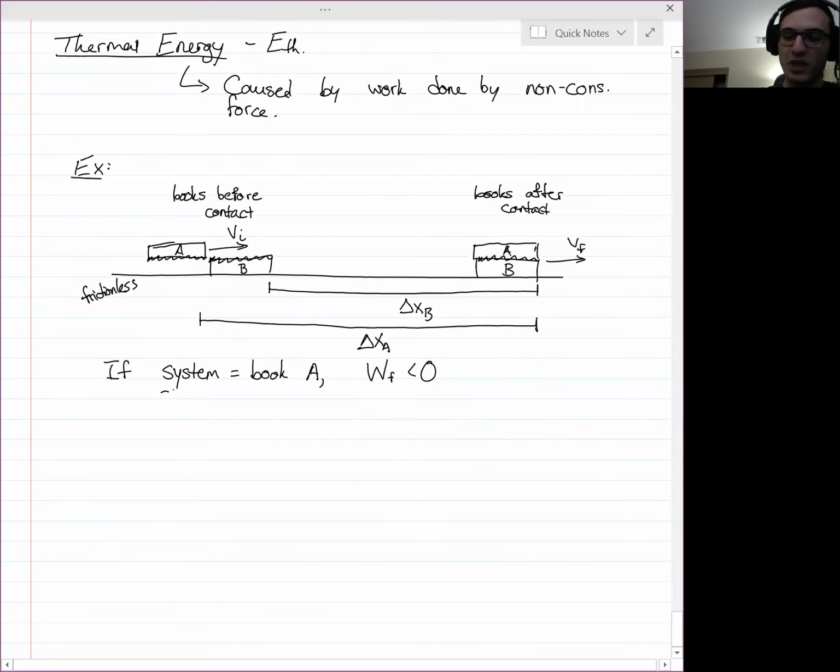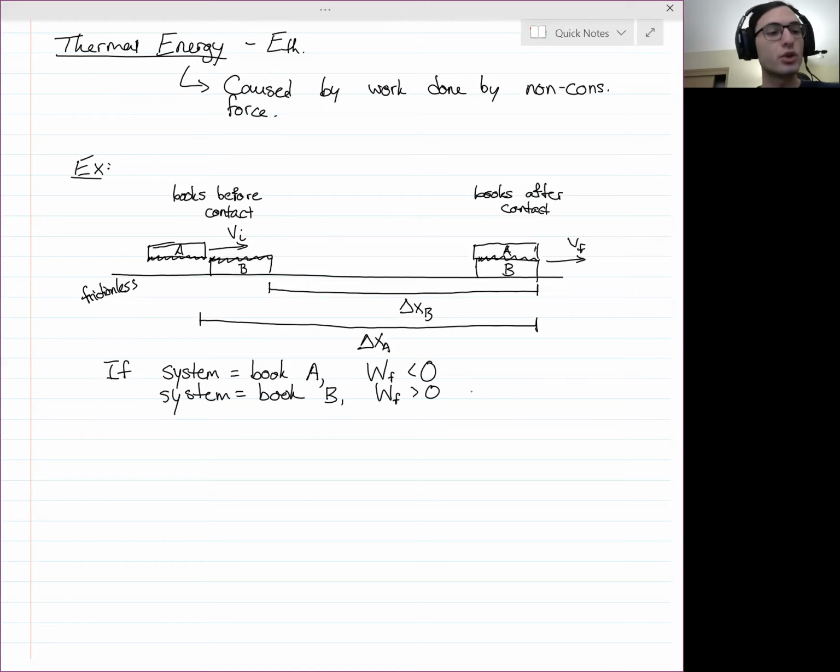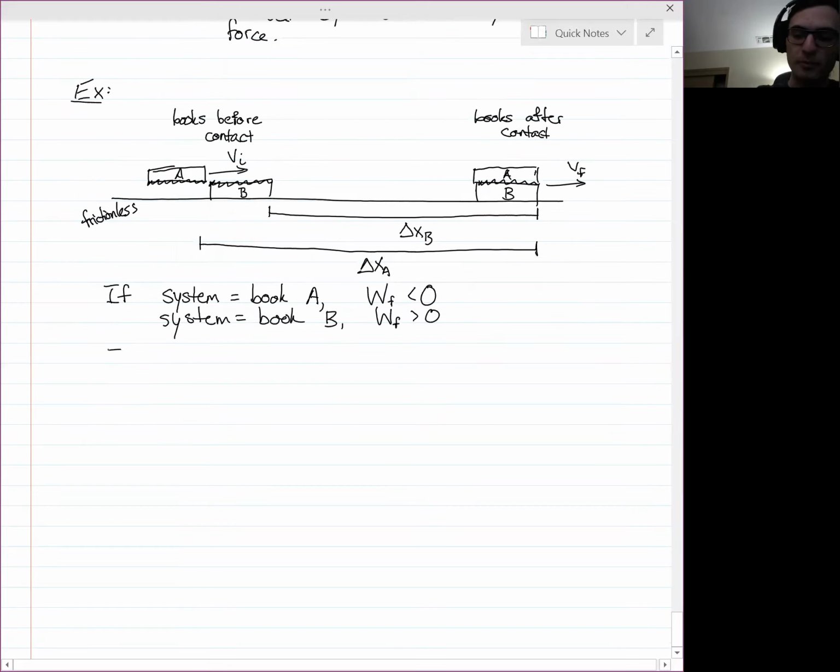And so if the kinetic energy decreases, the work must also be negative. If the system is book B, i.e., if we're just interested in the motion of book B, then the work done on it is positive. That's because, again, the kinetic energy of book B increases. Initially, it was at rest, and then it started to be in motion. By the way, we could have just explicitly computed those works, but what if the system is book A and book B?